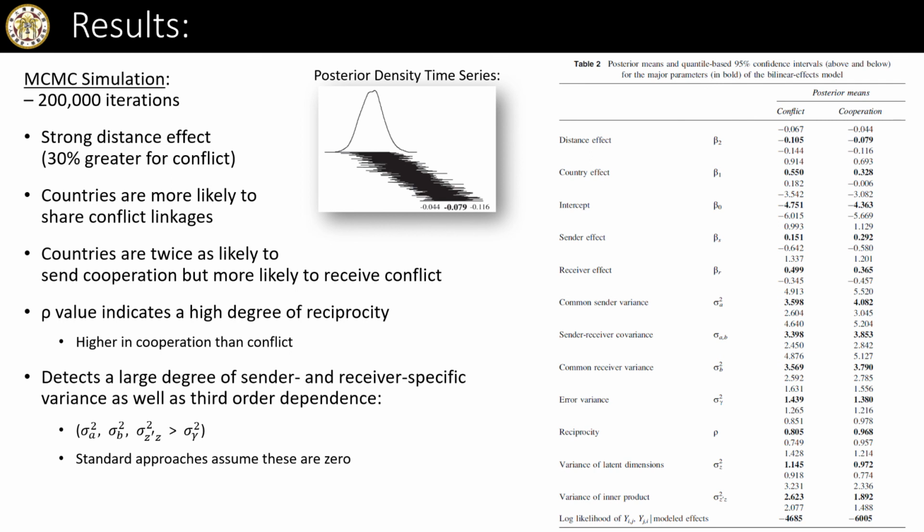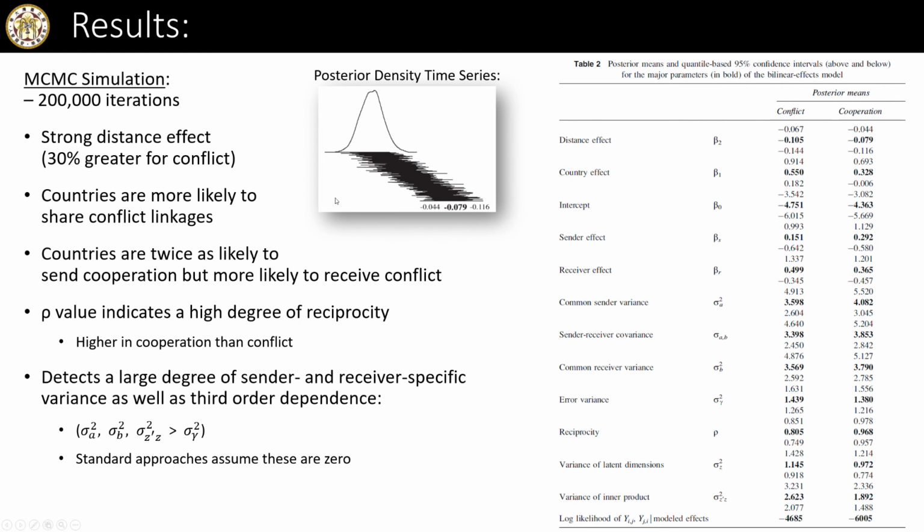All right, so they run their MCMC simulation with 200,000 iterations, and these are their results. In the center figure here, this is how they depict their MCMC draws for one particular parameter. In this case, this is the distance effect for cooperation, which you see over here on the right. This shows the time series plot of their MCMC draws.